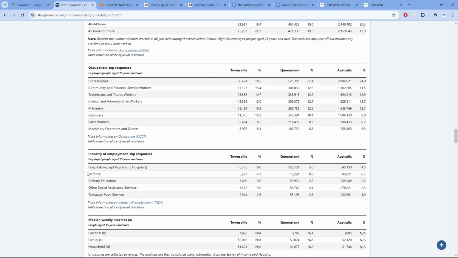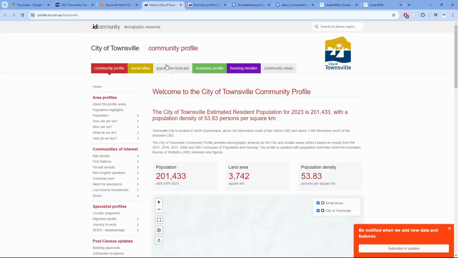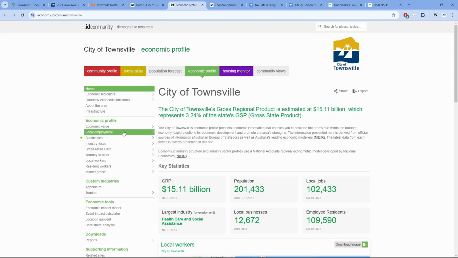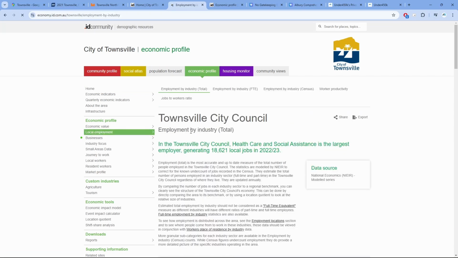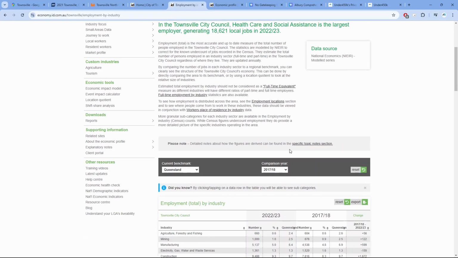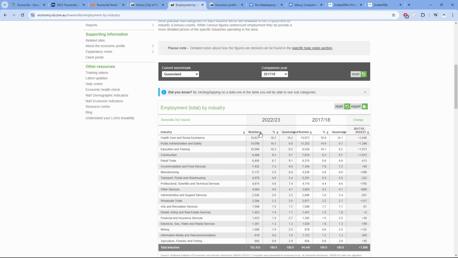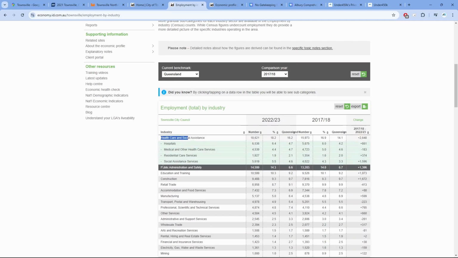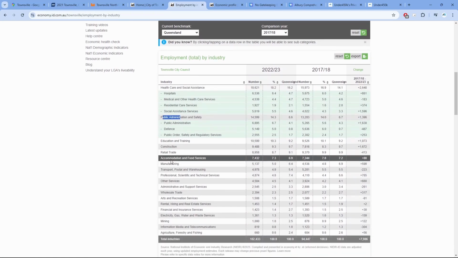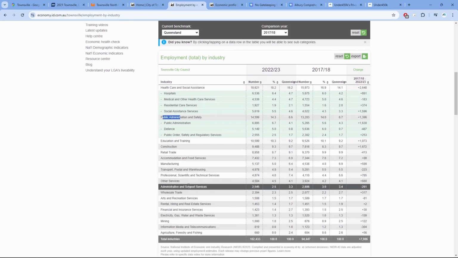The third way you can analyze this information is simply by going to Community ID. I like to go to the economic profile, and within the economic profile, you can go to local employment, then employment by industry. Within employment by industry, I like to sort the numbers from highest to lowest. Once again, you can confirm that economic diversity. You can see here healthcare, public administration, education and training, accommodation, manufacturing, etc. You can see that it's economically diverse and not reliant on a singular industry.